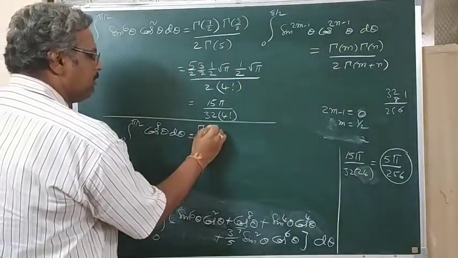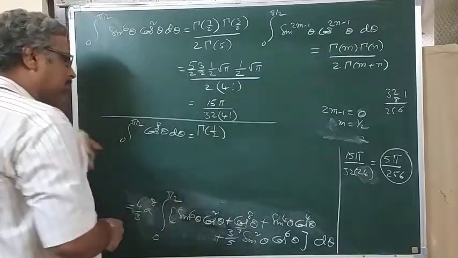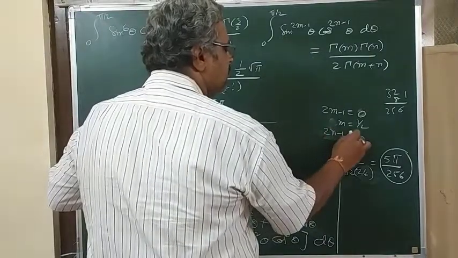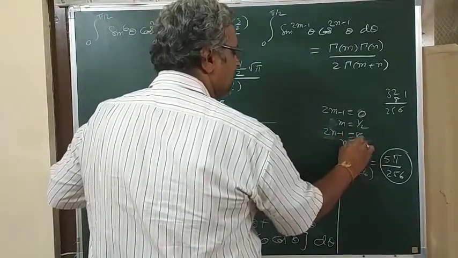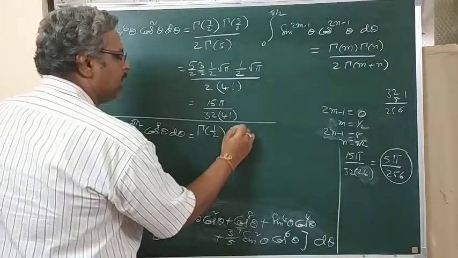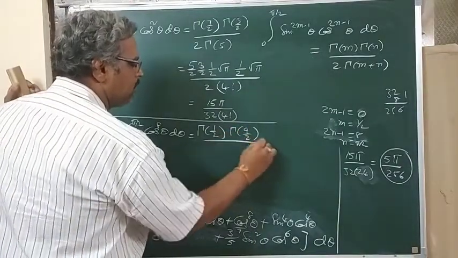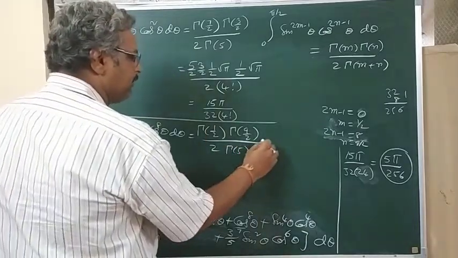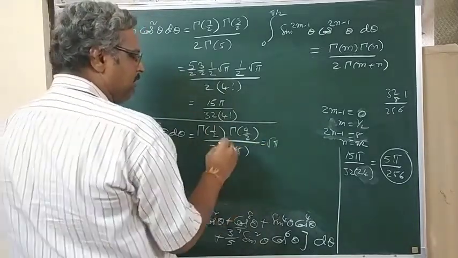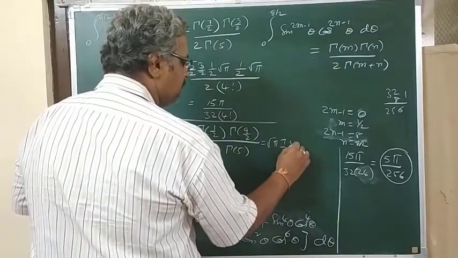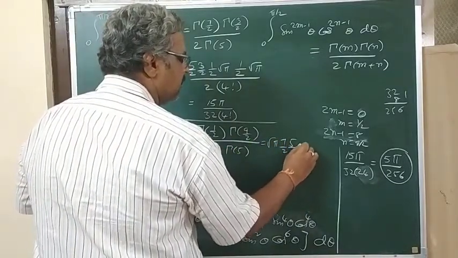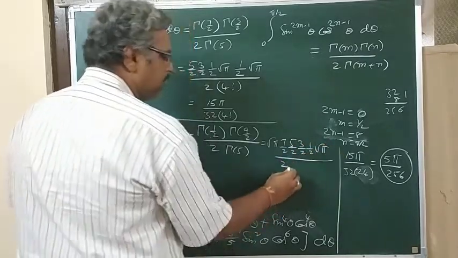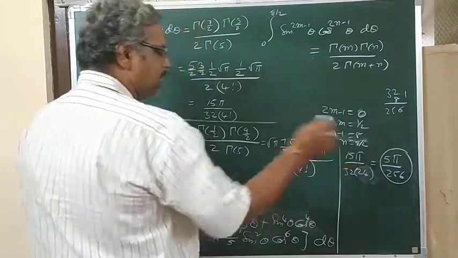So, this is gamma 1 by 2 using this formula. Now, 2n minus 1 is 8, so n equals 9 by 2. Gamma 9 by 2 divided by 2 times gamma 5. Gamma 1 by 2 equals root pi. Gamma 9 by 2 is 7 by 2 into 5 by 2 into 3 by 2 into 1 by 2 into root pi, divided by 2 times 4 factorial, like our previous problem.